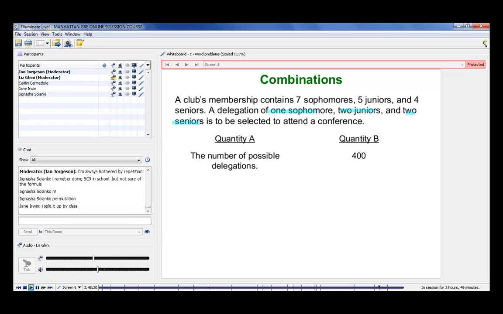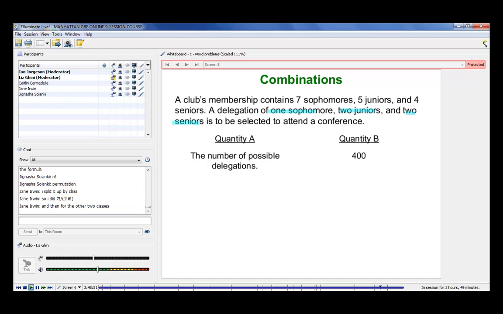You split it up by class. I like what Jane is saying. Jignasha, permutation. Okay. More details. Jane, help me out with split it up by class. What were you thinking? Are you meaning that you first split the problem into 3 mini problems? How many ways to get 1 sophomore, how many ways to get 2 juniors, and how many ways to get 2 seniors? Okay, so let's think.